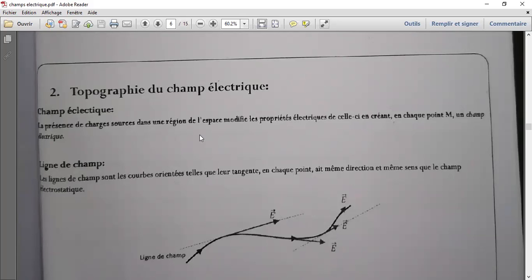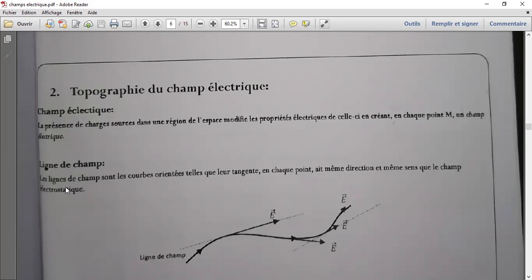And here there's ligne de champ. Les lignes de champ sont les courbes orientées telles que la tangente en chaque point est de même direction et de même sens que le champ électrostatique. So we have what we call ligne de champ.